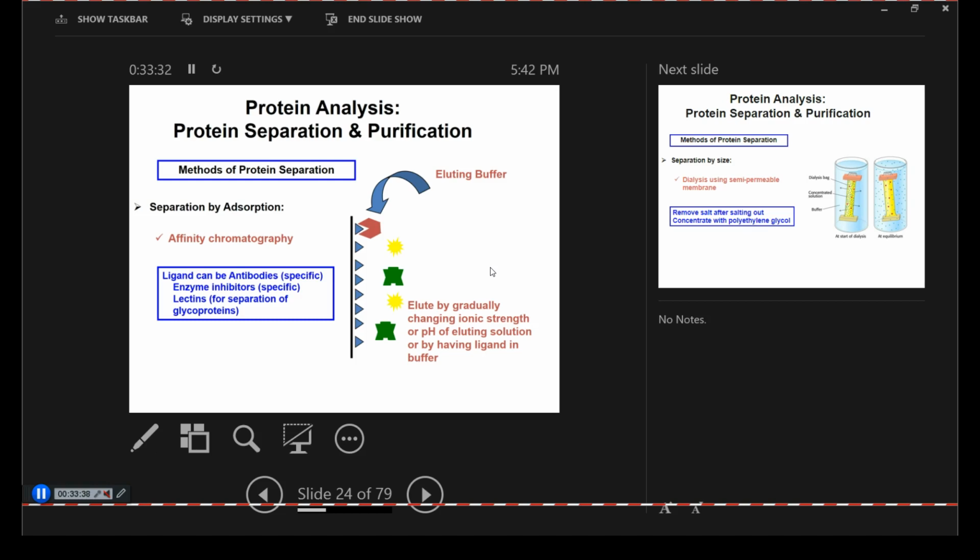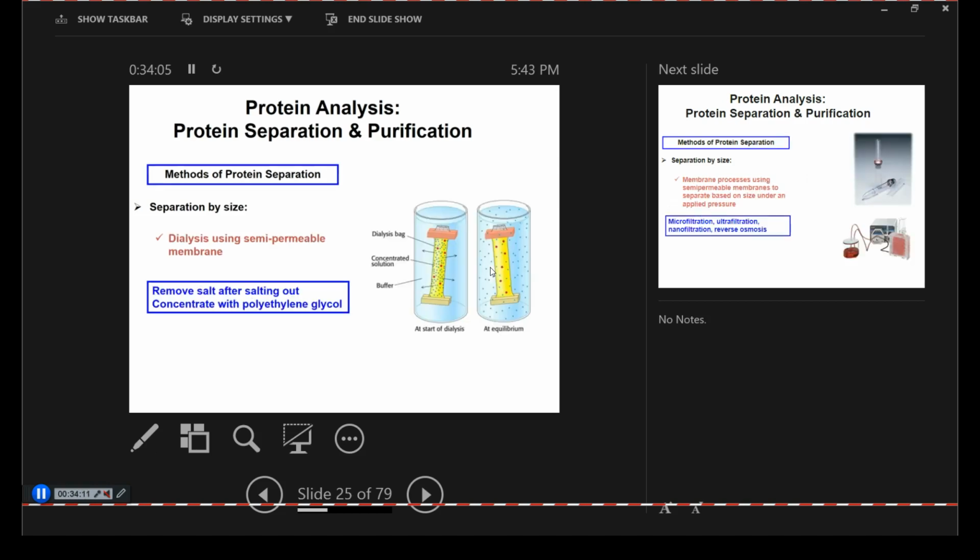Okay, any questions? After that, is it easy to make the ligand leave the protein? Yeah, you can change it by changing pH and ionic strength, so you can loosen the binding and you can separate them. Okay. Any other questions on adsorption?